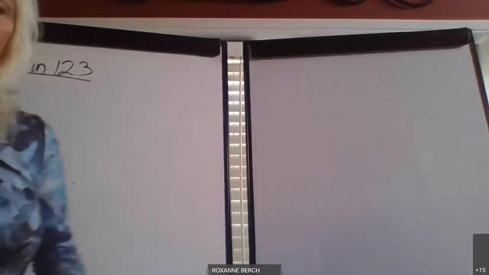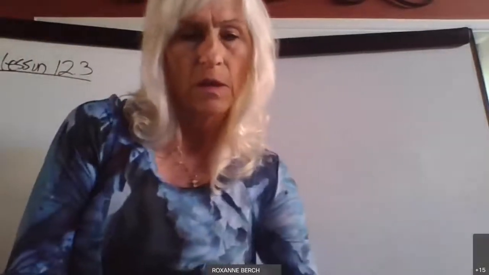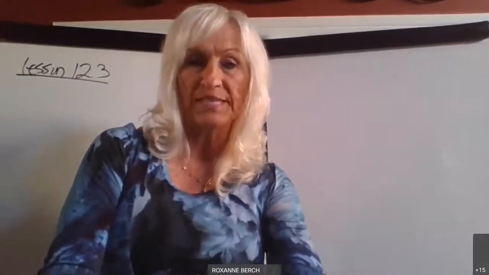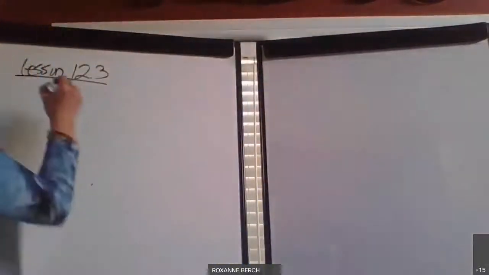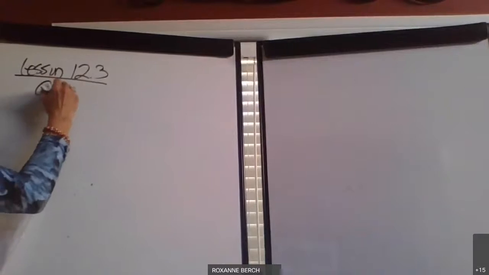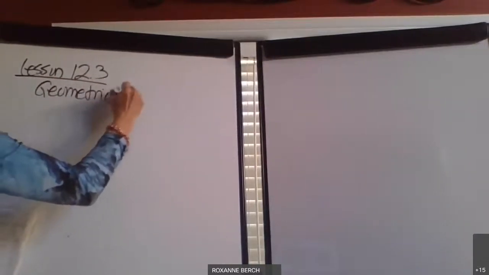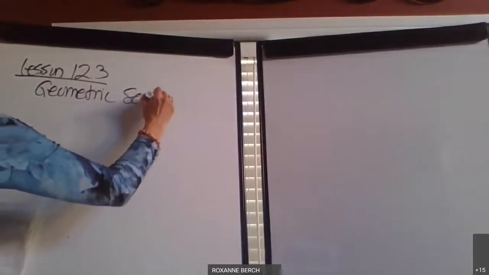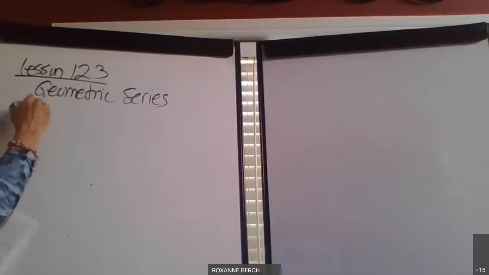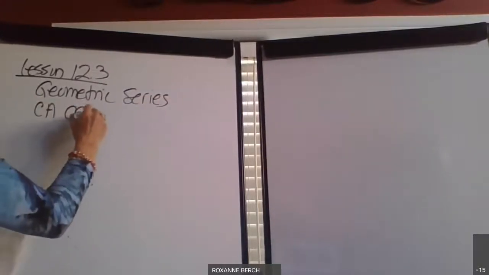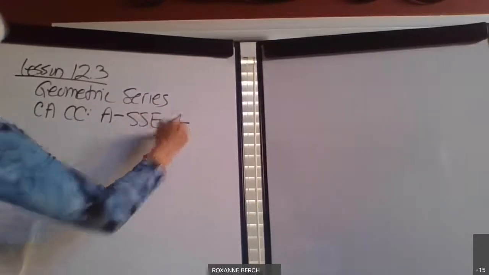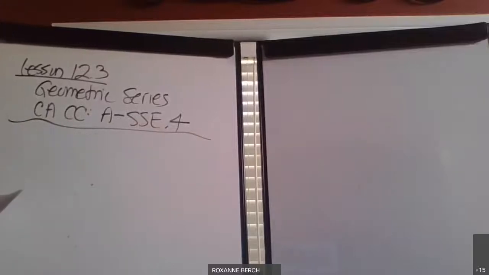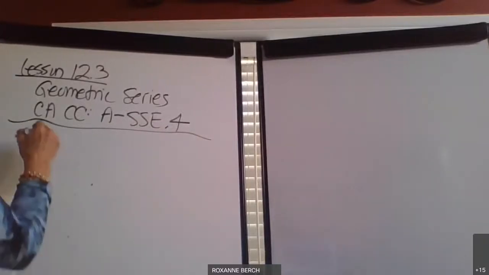All right, we've looked at arithmetic sequence. That is a sequence that has a common difference. We've looked at a geometric sequence, which is a sequence that has a common ratio. And now we're going to look at a geometric series. So this is California Common Core Standard A-SSE.4. And I'm going to give you some definitions here.